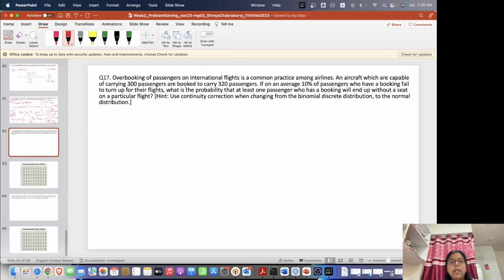So overbooking of passengers is a common practice. An aircraft capable of carrying 300 passengers is booked to carry 320 passengers. On average, 10% of the passengers who have booked fail to turn up for their flight. So what is the probability that at least one passenger who has booked will end up without a seat on a particular flight?